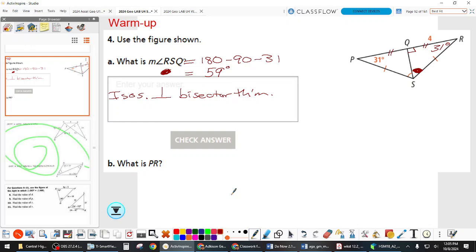All right, and then continuing with the same problem, PR, because I put those double tick marks on those two segments, PR is just 8, just 2 of the 4s. So that one was quick. Okay, just wanted to do a little review of isosceles triangles, since we haven't done them like this, at least, for a little bit.